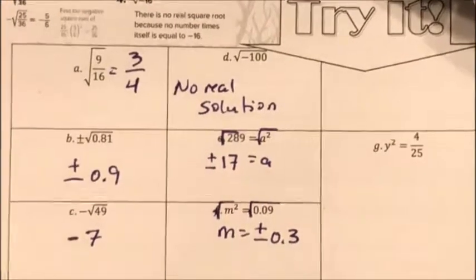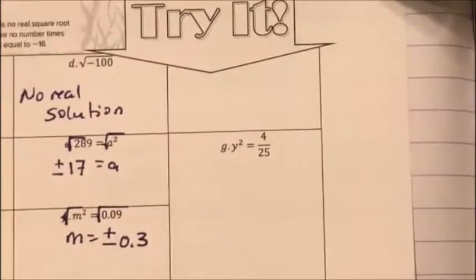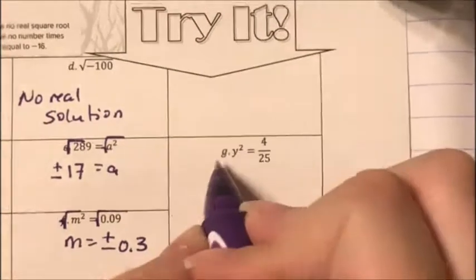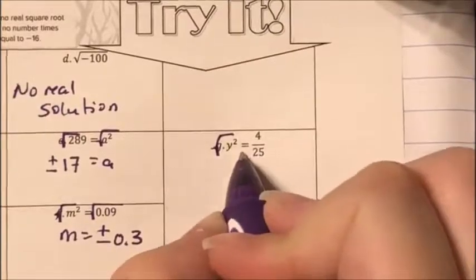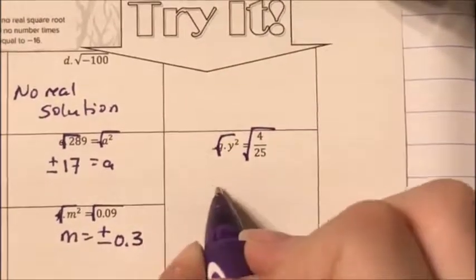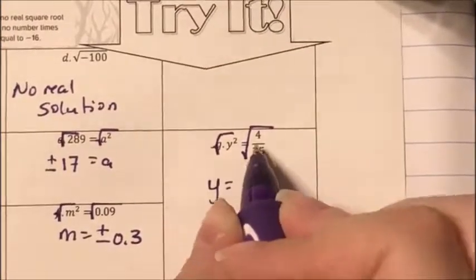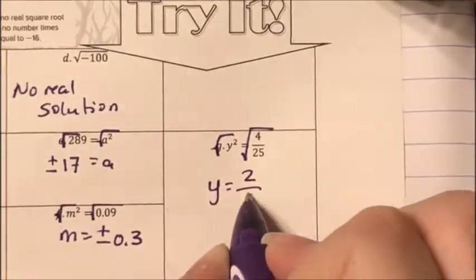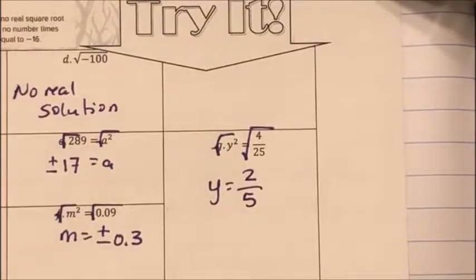Okay. Letter G says y squared equals 4 over 25. So the same thing I did for E and F, I can also do for G. I'm going to square root y squared, and I'm going to square root 4 over 25. So y equals square root of 4 is 2, square root of 25 is 5. So y equals 2/5.